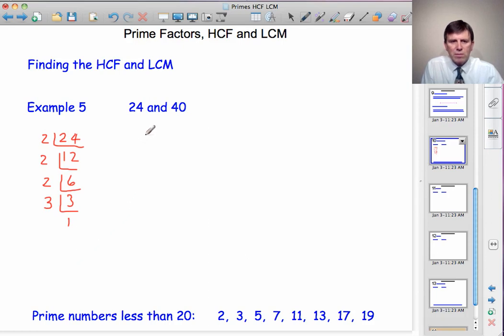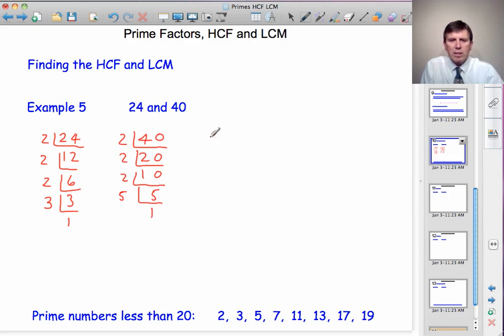What about 40? I can divide it by 2 and I get 20. Divide by 2 again and I get 10. Divide by 2 again and I get 5. And now I'll have to divide by 5 because 5 is a prime number. So we get down to 1.